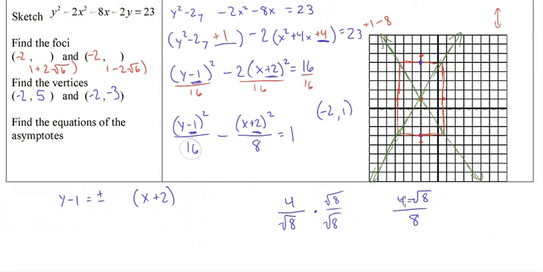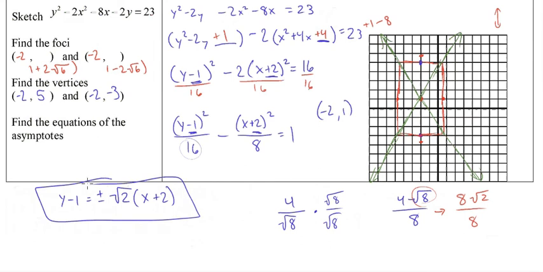And then this reduces. Let's reduce the square root of 8 at this point. That is 2 root 2. So 2 root 2 times 4 is 8 root 2 over 8. And 8 divided by 8 is 1. So our slope is the square root of 2. So plus or minus the square root of 2 times x plus 2. There are our equations. And now let's go ahead and sketch our hyperbola.